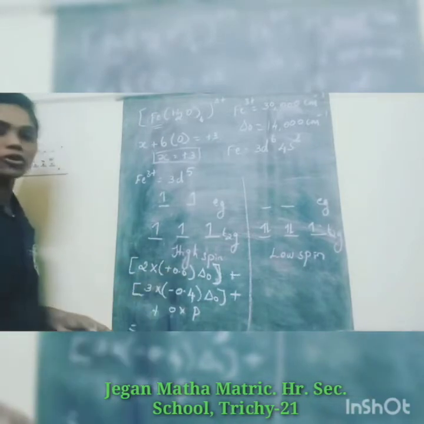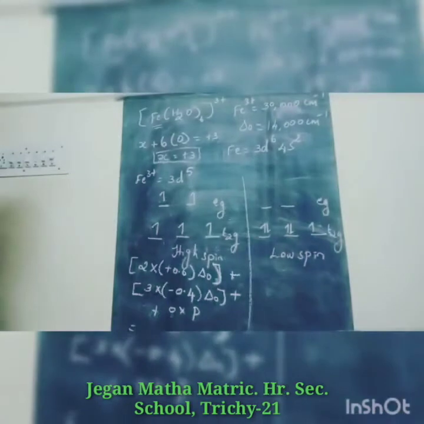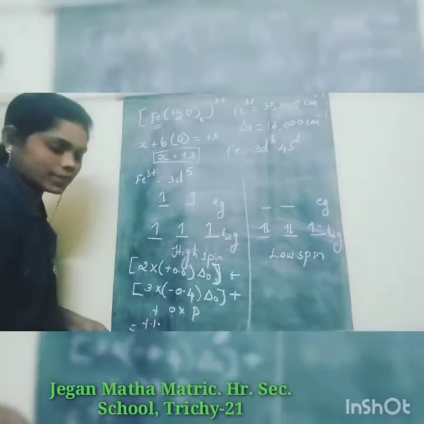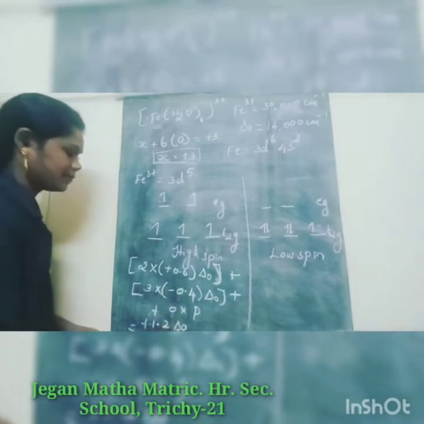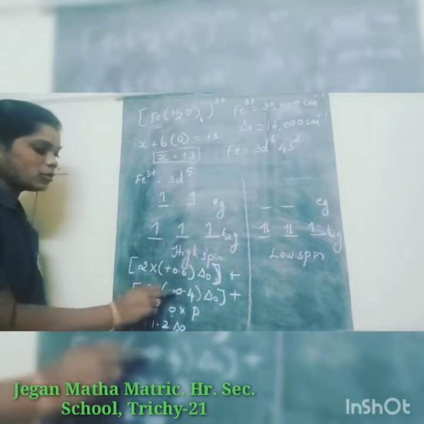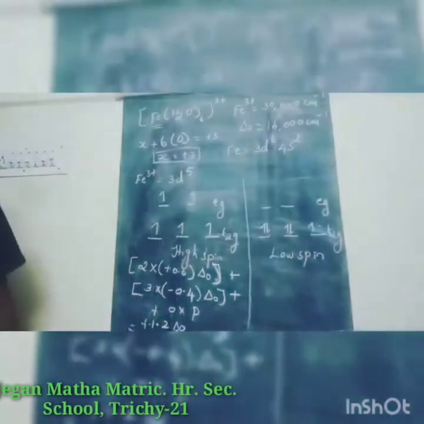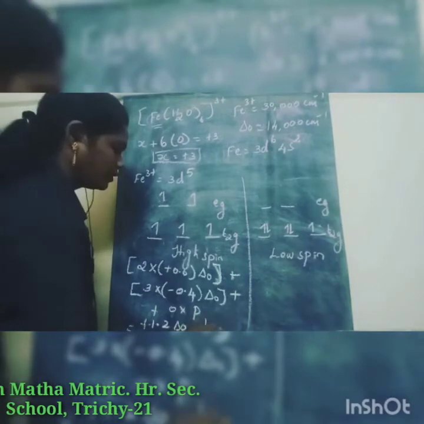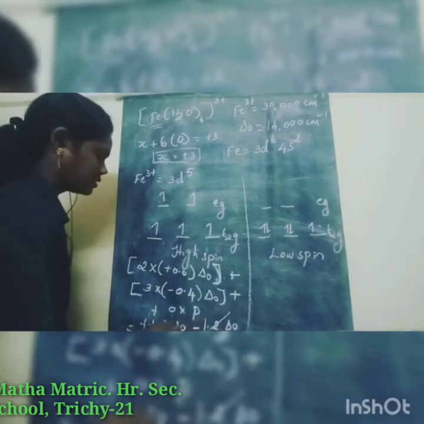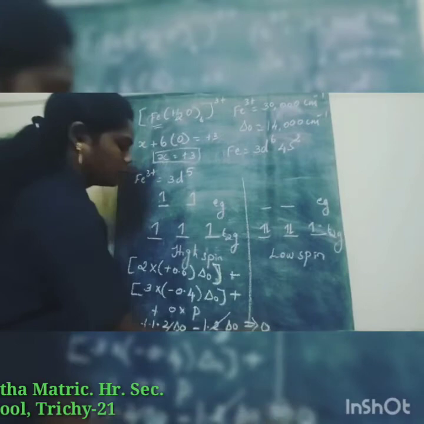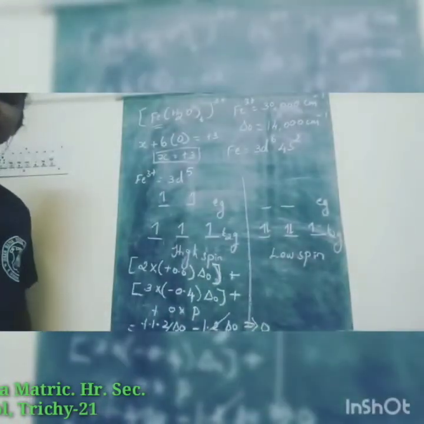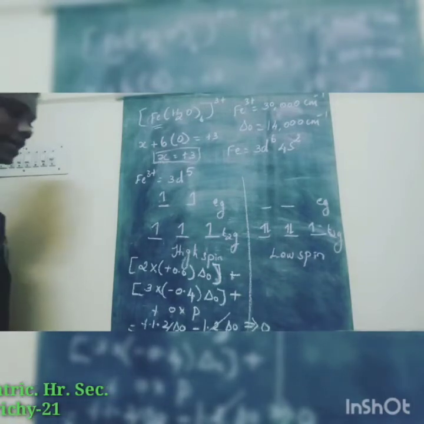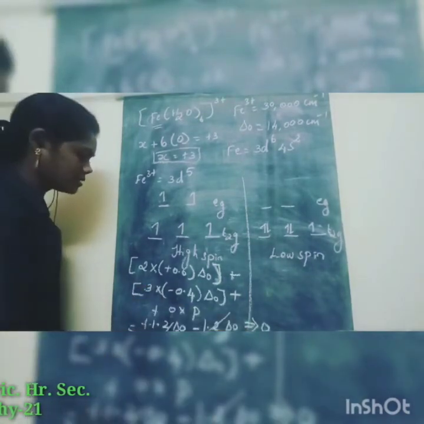So here we simplify this one. 2 into plus 0.6, the value is plus 1.2 Δ octahedral, plus 3 into minus 0.4, which is minus 1.2 Δ octahedral. So cancel this one. Finally we get 0. So 0 means the CFSE value is 0, that is a stable compound. So here 0 is the answer, and this one is stable.